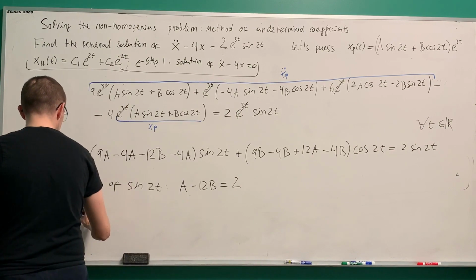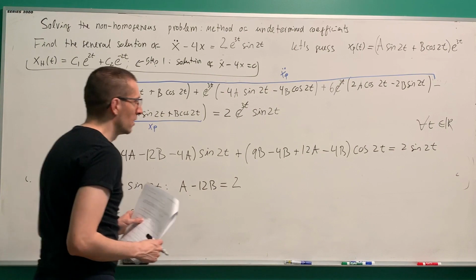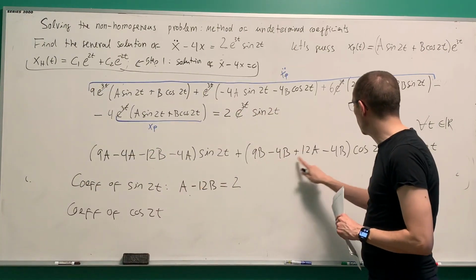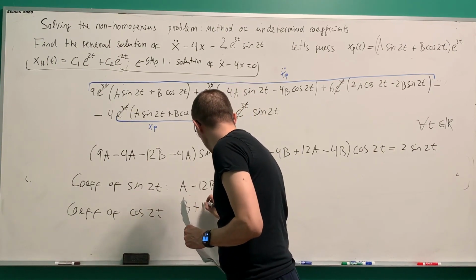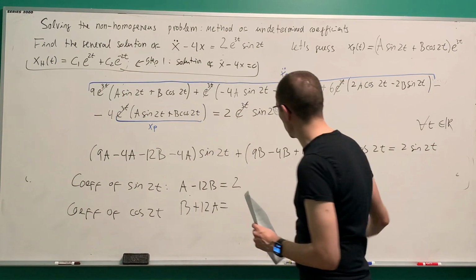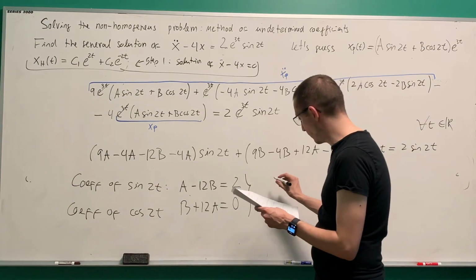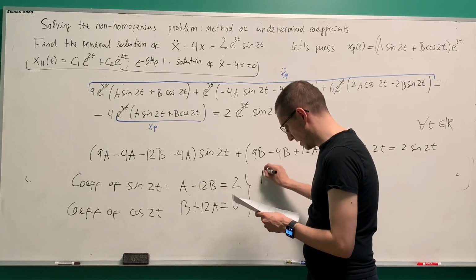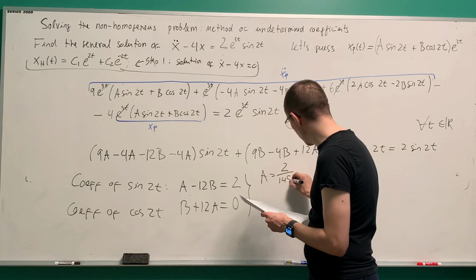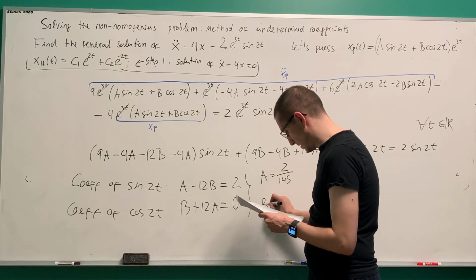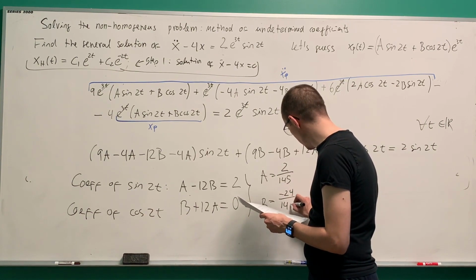Now the coefficients of cosine 2t. All right, 9b minus 4b is just 1b plus 12a equals, there's no cosine on the right, equals 0. And we can solve this system. The solution to this system is not too difficult. I'll write it. a is equal to 2 divided by 145, and b is equal to minus 24 divided by 145.